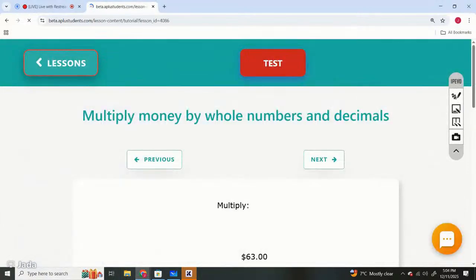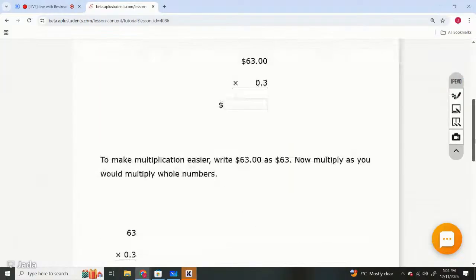Money is exactly the same. The operations we apply on money are exactly the same as we do on normal numbers or decimals, right? 63 times 0. Let's just multiply them without the decimal point. Then we can add the decimal point later, right?